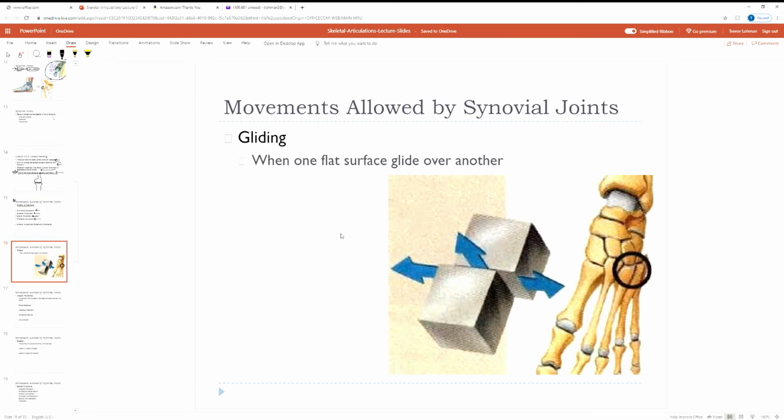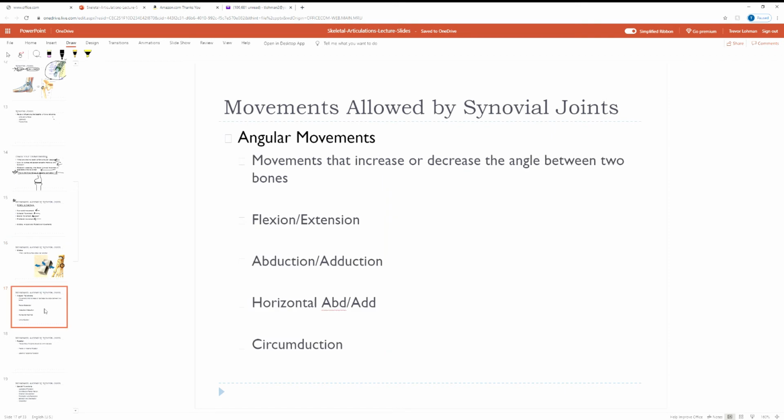Let's start with gliding. Gliding, unfortunately, is not too terribly exciting. It's basically just two bones sliding past one another. It's a non-axial movement since there's no rotation. It's not an angular movement like the other movements we will be talking about. That said, it is very important. We probably underestimate the importance of this minimal amount of gliding in our tarsals and our carpals and various other bones. We just aren't going to spend much time talking about it. So let's go on to angular movements.